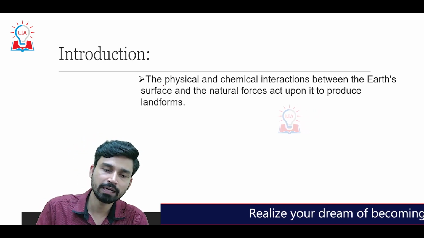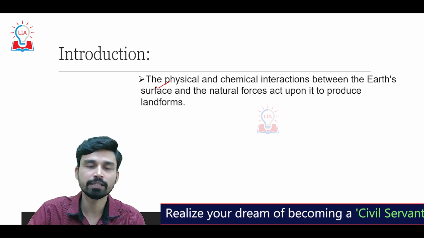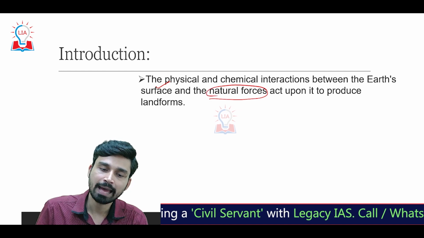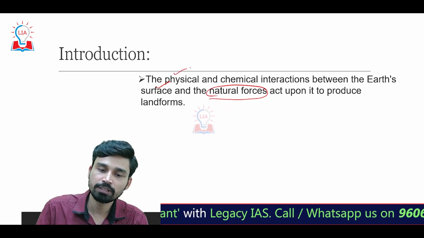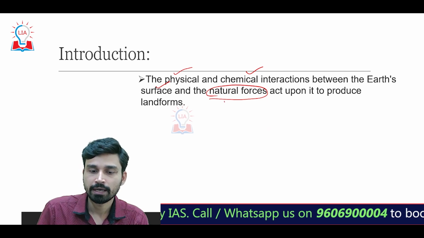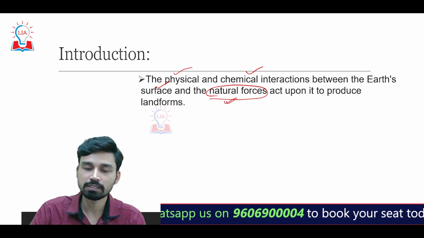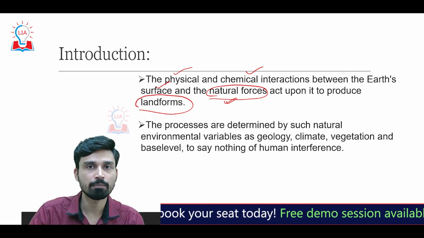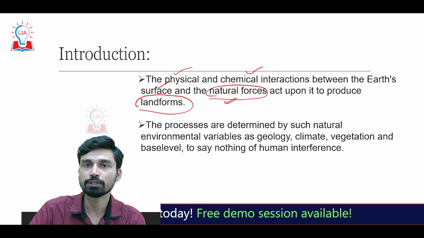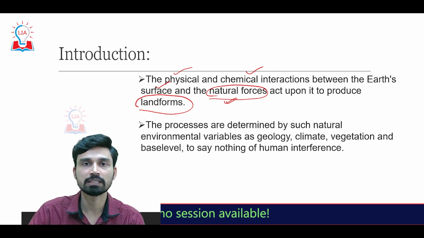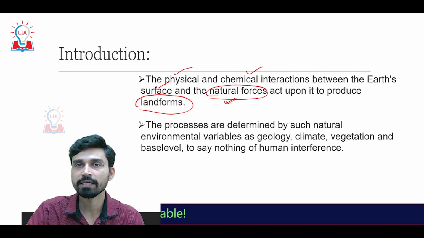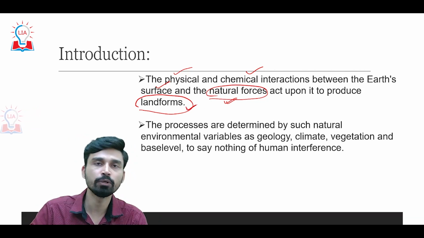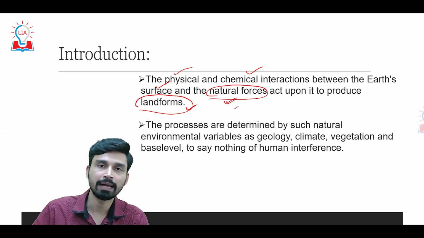First of all, as you know, on the Earth's surface there are a variety of physical and chemical interactions that take place, and also several natural forces act upon the Earth's surface. As a result of these physical changes, these chemical changes, and also as an outcome of the impact of these natural forces, various types of landforms develop on the Earth's surface. For example, we have a diverse type of geographical features: in some places we have mountains, plateaus, plains, deep valleys, canyons. All these features that we see today are an outcome of the physical, chemical, and natural forces.